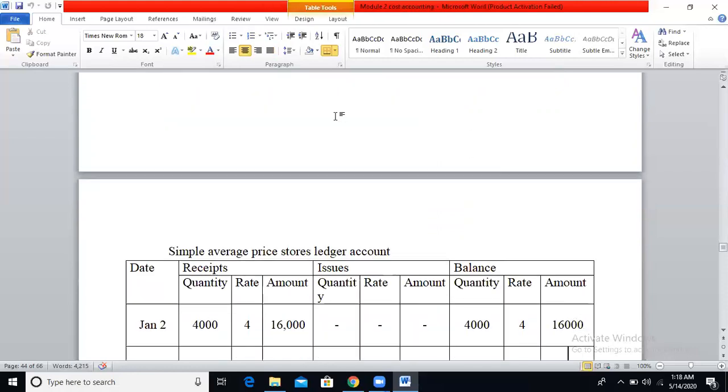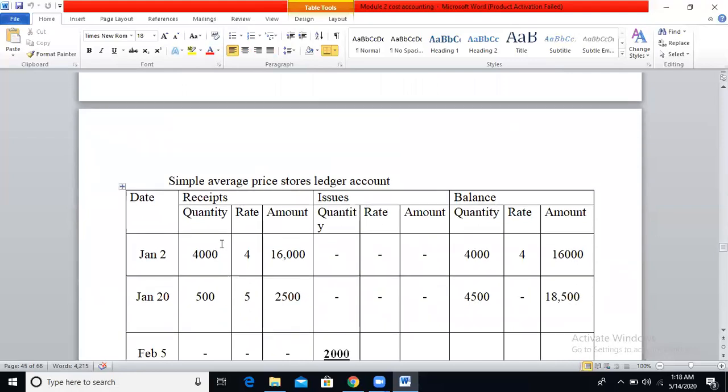So January 20th, purchased units will be 500 units, the rate will be 5. 500 into 5, you will get 2500. Now, whenever you are writing the balance column in the simple average price method, you have to add all the receipts to the balances and deduct all the issues from the balances.